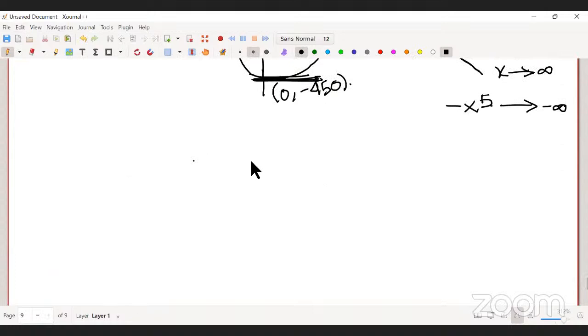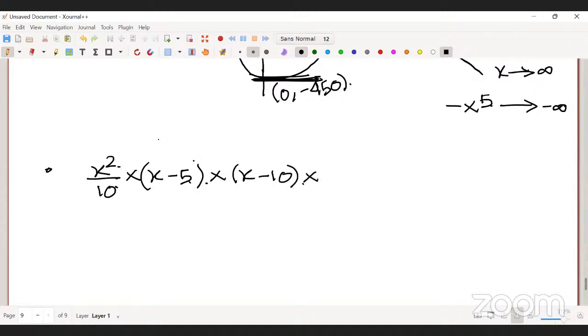One question, sir. If an equation is given like x to the power 2 divided by 10, and x minus 5, in a factorized form, like x to the power 10 into x minus 5, x minus 10, into x, meaning x cube by 10. Okay. Yeah.